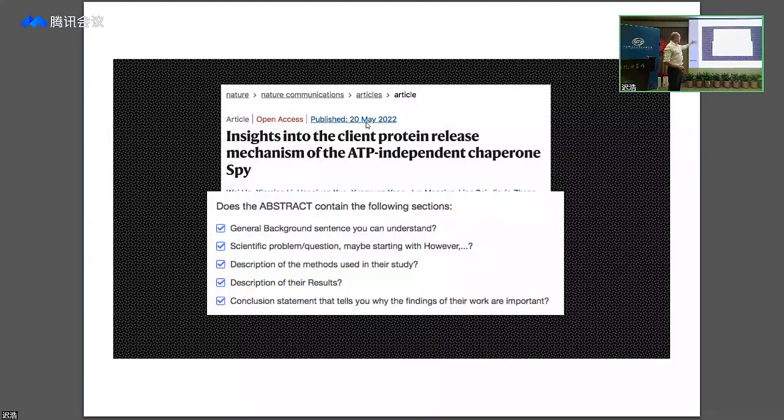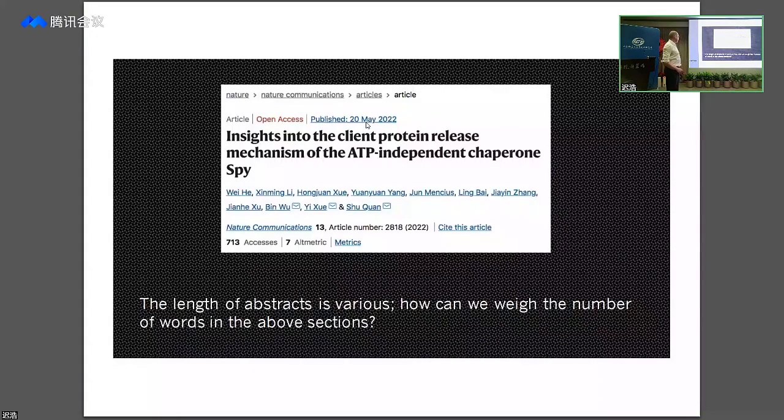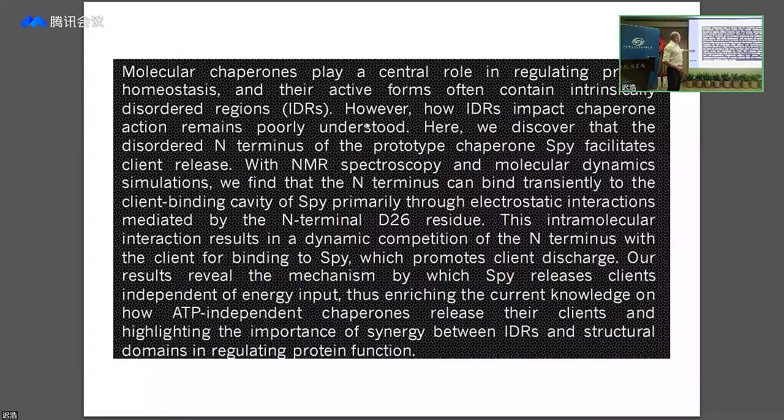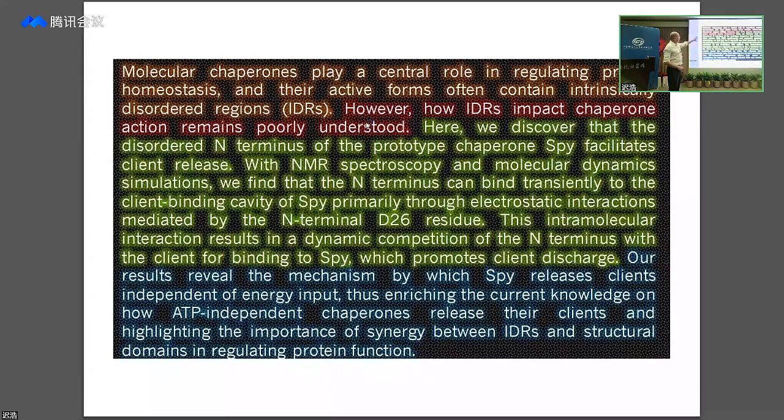The student thinks this abstract contains all the different parts that we have talked about: general background, scientific problem, description of methods, results, and a conclusion statement. So let's have a look if this is true. There is a question that the student is asking, we can talk about in a moment, but this is the abstract, and I have highlighted for you here the different sections.